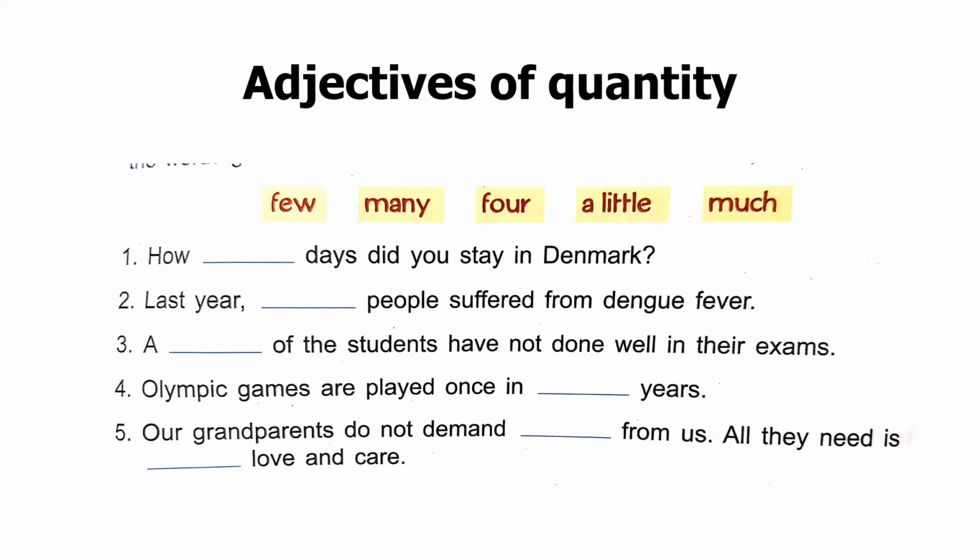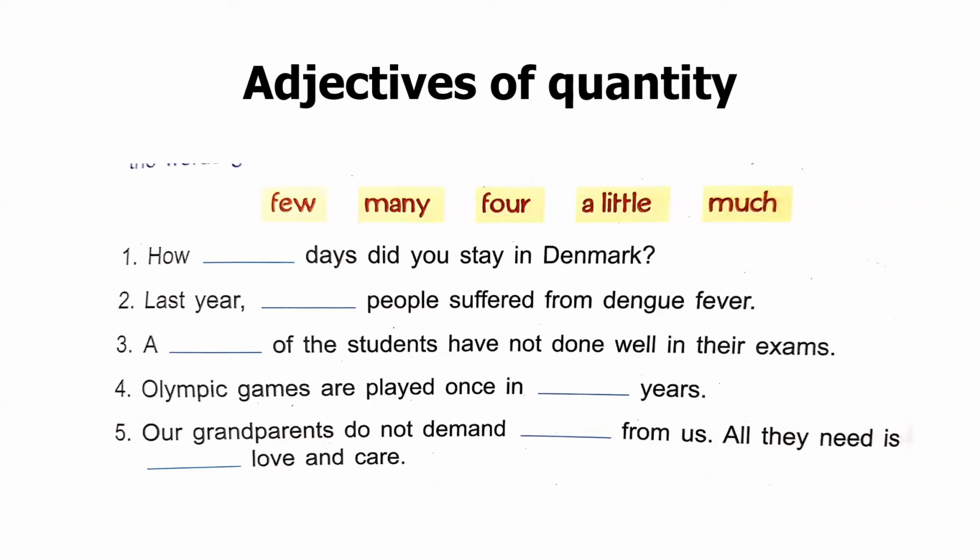The difference between few, little, many, much is that few is used for countable nouns. Little is used for uncountable nouns. Many is used for countable nouns, and much is used for uncountable nouns. Like in these sentences, in sentence number 1, we can count the days, so we use many with days. We can count people in sentence number 2, so we use few or many with people.